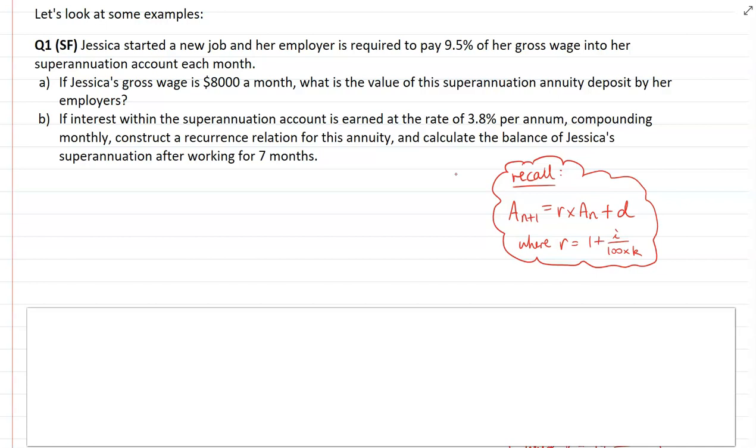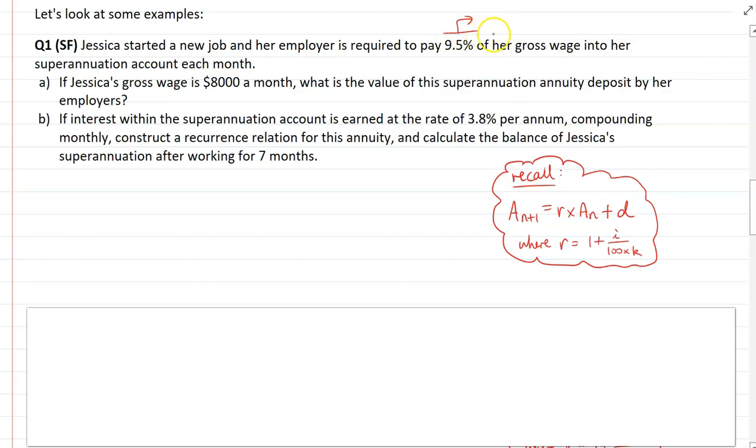So in this example, we've got Jessica starting a new job and her employer is required to pay 9.5% of her gross wage into her superannuation account every month. If Jessica's gross wage is $8,000 a month, what's the value of the superannuation annuity deposit by the employer? And then secondly, if interest within the super account is earned at a rate of 3.8% per annum, compounding monthly, we need to construct a recurrence relation for this annuity and calculate the balance of Jessica's super after working for 7 months. Alright, so let's look at what information is important to help us solve the problem.